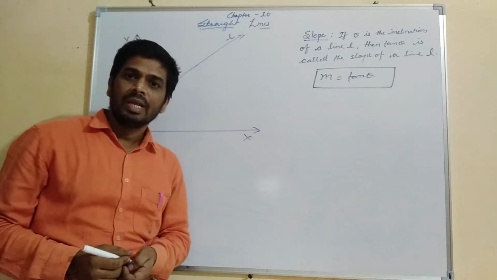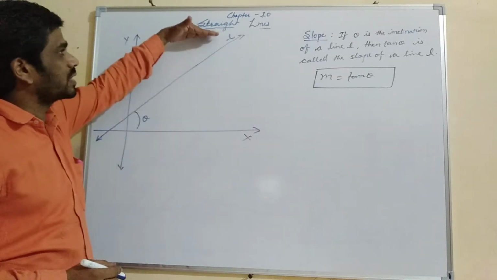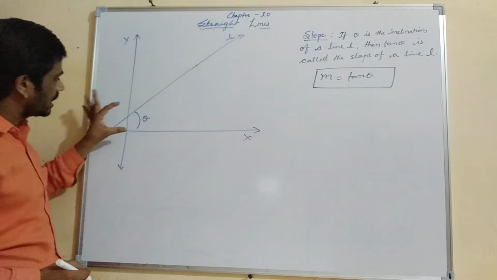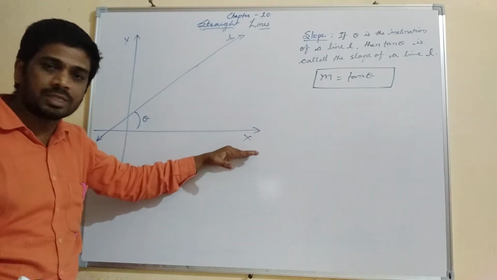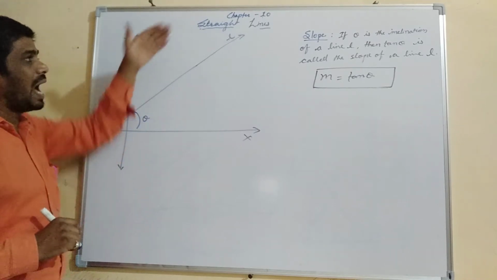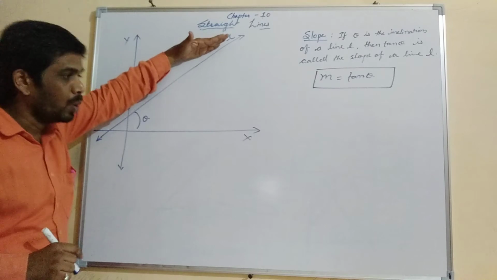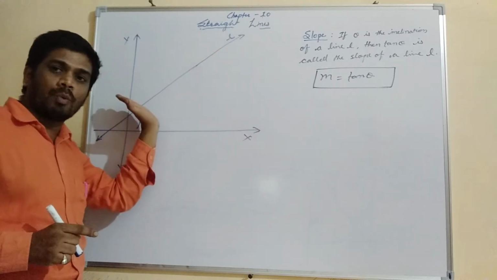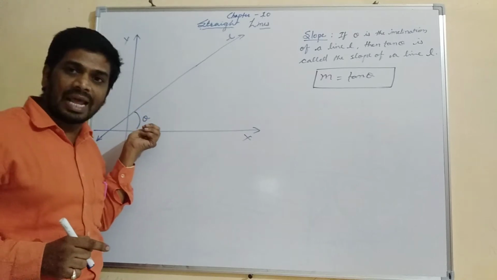Good morning, everyone. Let us begin the new chapter, straight line, today. L is a straight line here, which makes the angle theta with the positive x-axis. This theta is called inclination. Inclination means the angle made by the straight line with the positive x-axis, measured anti-clockwise.